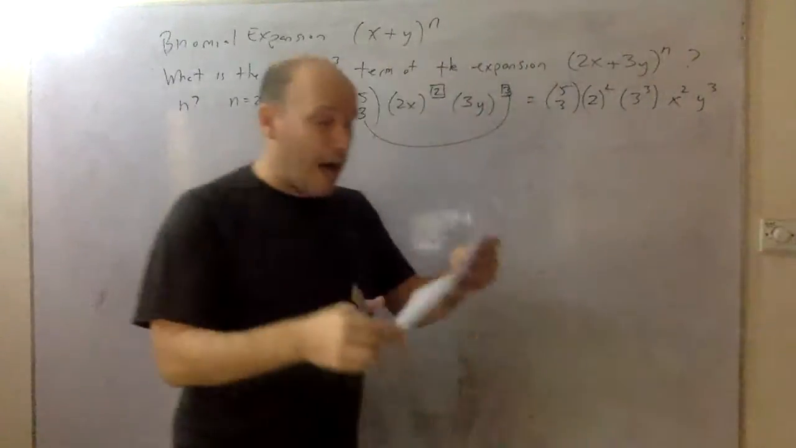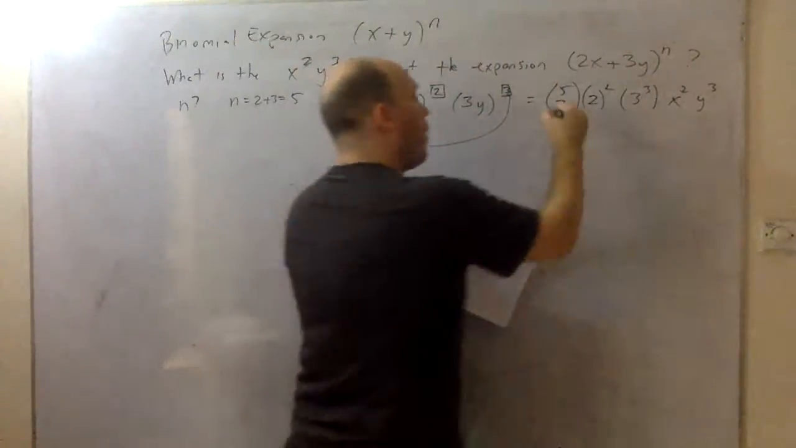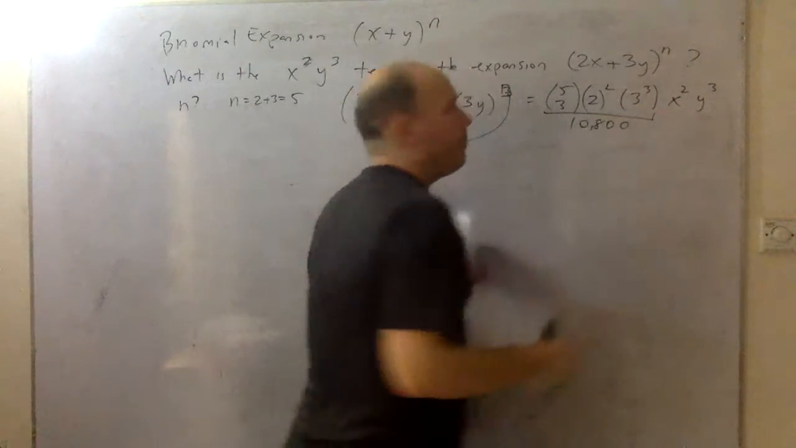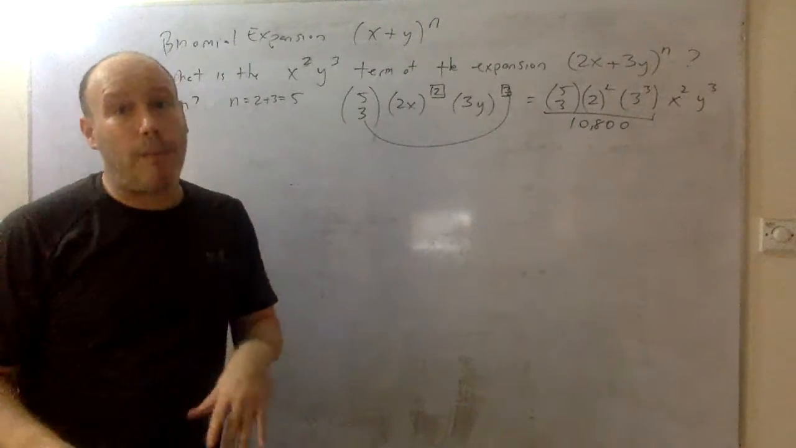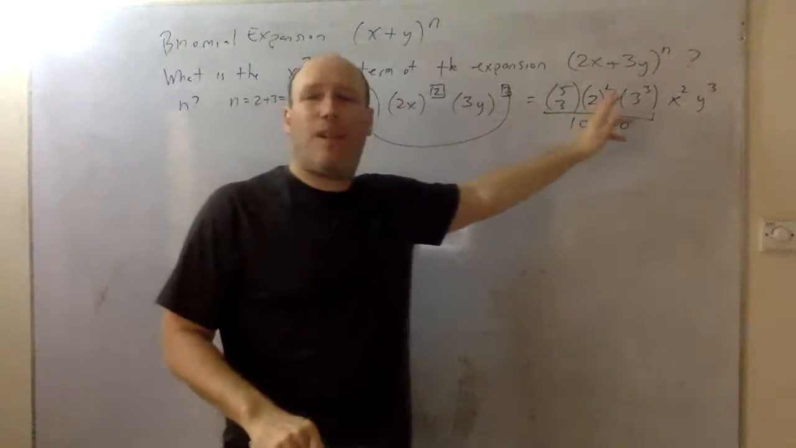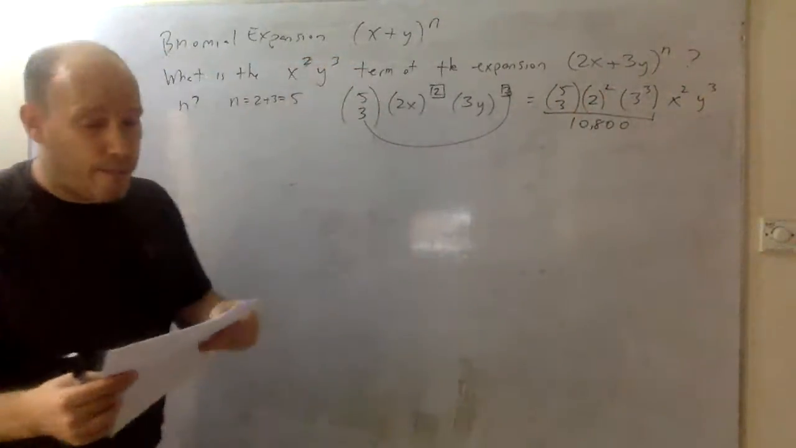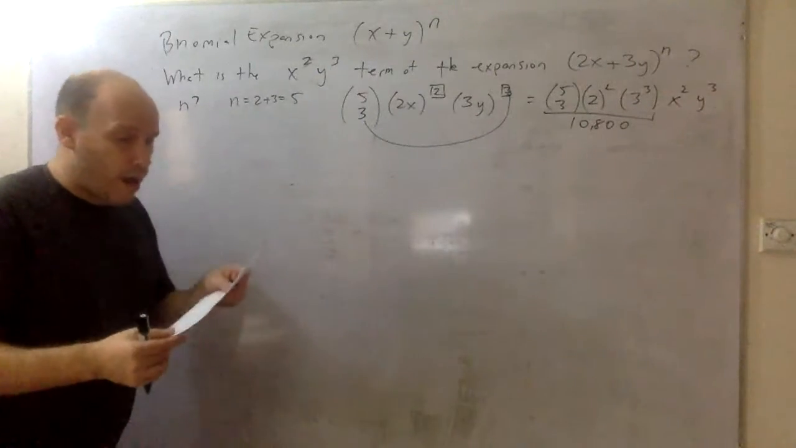And then you go to your calculator, and what do you got? What is this whole thing? 10,800. Definitely a calculator problem. I really don't want to see you figuring this out on a test if you have a calculator. You don't have the time for it.